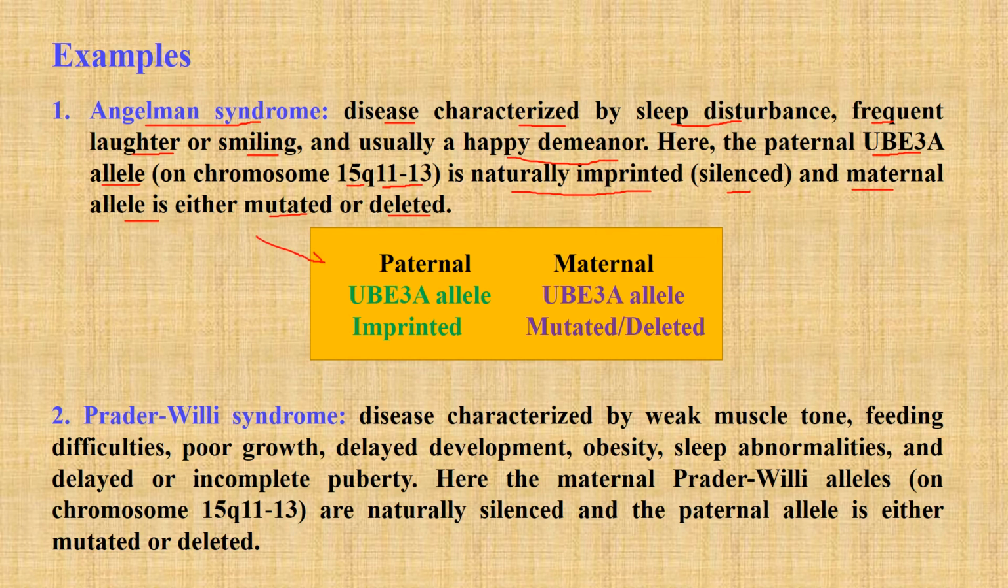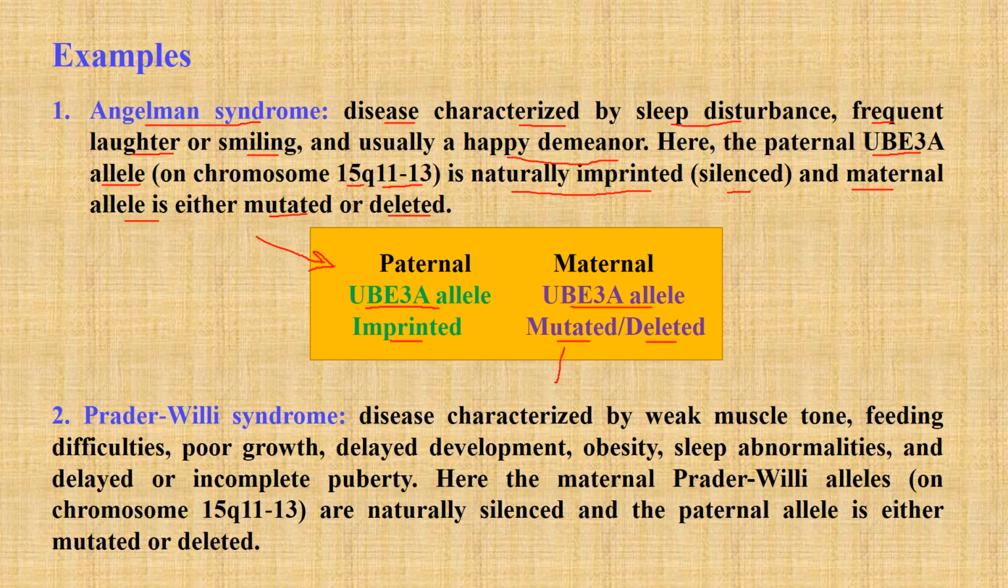If we look at our diagram below here, in the Angelman syndrome, this UBE3A allele is naturally imprinted. Okay, the paternal UBE3A allele is naturally imprinted. Normally, in a normal individual, at this level there will be no problem, because the maternal UBE3A allele that a normal individual inherits from the mother will produce the normal proteins. But in the Angelman syndrome, the paternal UBE3A allele is imprinted, and on the other hand, the maternal UBE3A allele is either mutated or deleted.